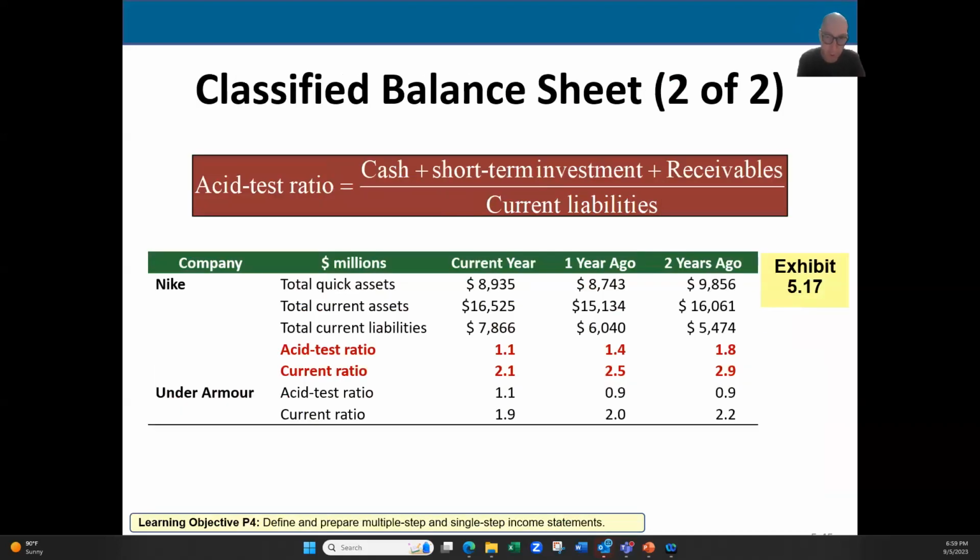Here's an example of the acid test ratio. As I mentioned, anything above 1 is good. So Nike and Under Armour, they're okay. They'll be fine. Under Armour had a problem a year ago. It looks like they got out of that.